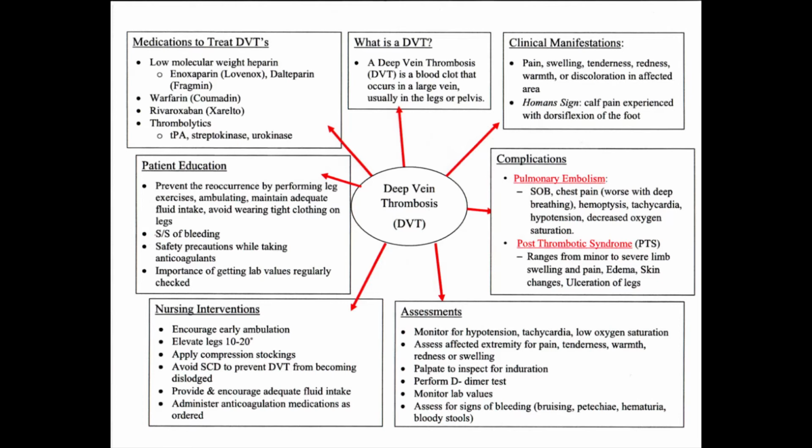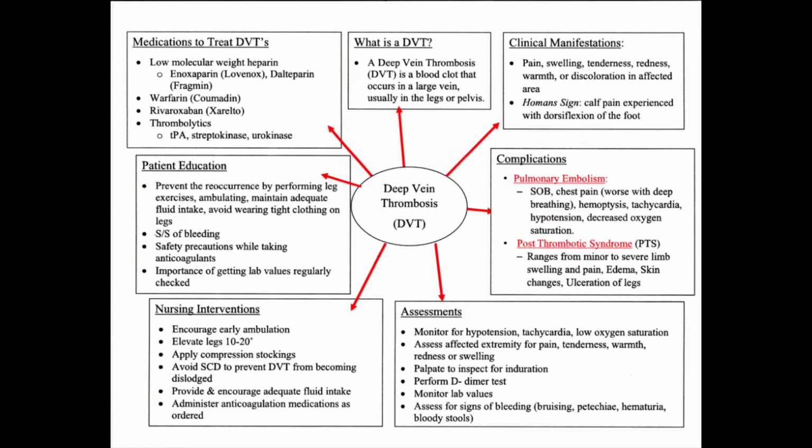It's really important to monitor for signs and symptoms of bleeding, such as bruising, petechiae, hematuria, or any blood in the stool. Some of the nursing interventions that are really important to implement in this patient would be to encourage early ambulation and to elevate the legs 10 to 20 degrees, which promotes venous return and decreases any swelling in the legs. You can also apply compression stockings, which also help in promoting venous return and decreasing leg swelling.